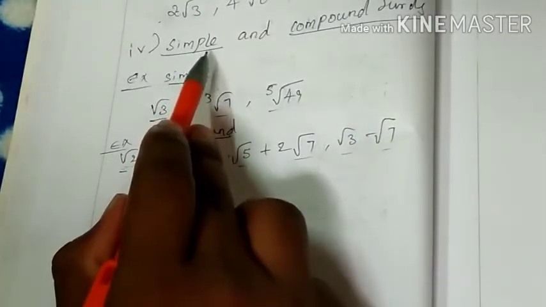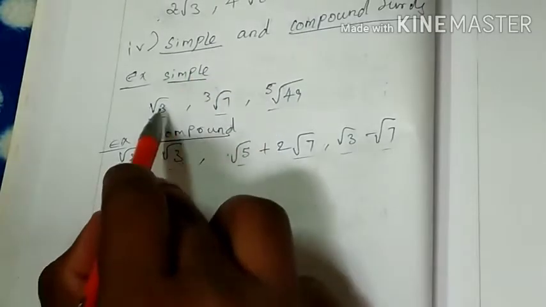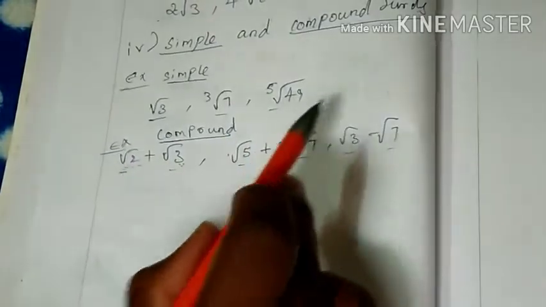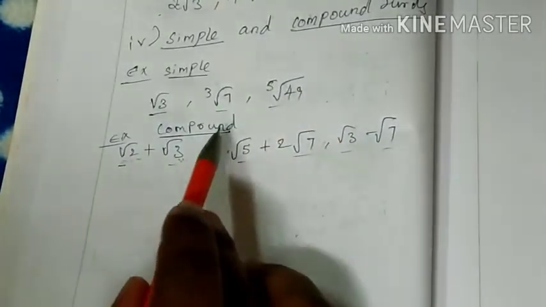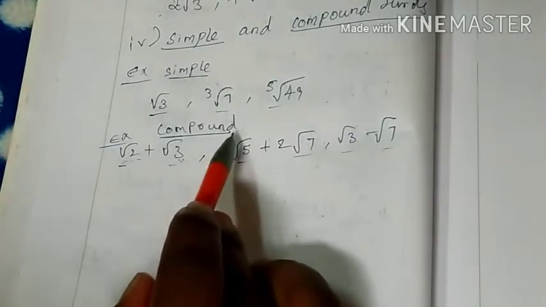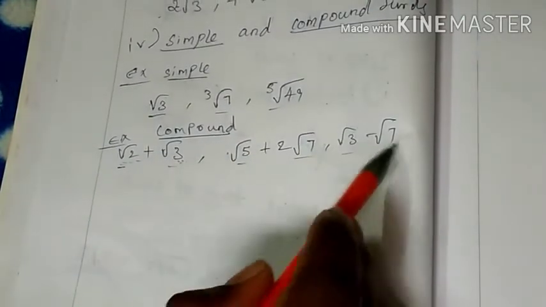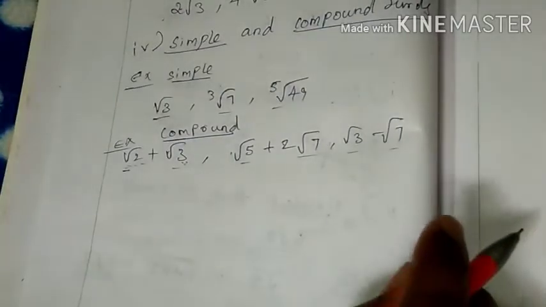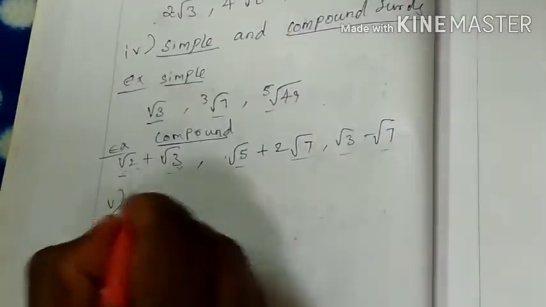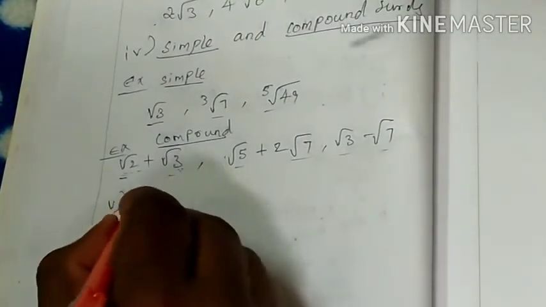What is a simple set? A single term is said to be a simple set. So only a single term. And the compound set means the algebraic sum of two or more sets is called a compound set. Two or more sets. Okay, that's all. Then the last one, binomial sets.